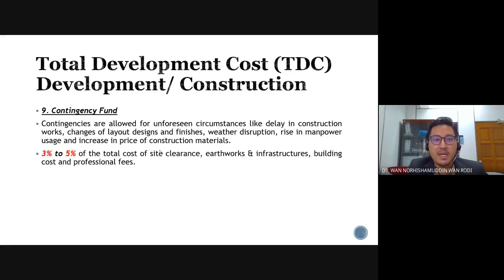Okay, the number 9, contingencies fund, is the fund that we need to allocate for a certain project. Why? As the name shows, contingencies is dana kecemasan in BM, allowed for unforeseen circumstances like delay in construction work, changes of layout and design, finishes, weather disruption, rise in manpower usage, and increase in price of construction material. So it is used to cover any uncertainties or any circumstances.